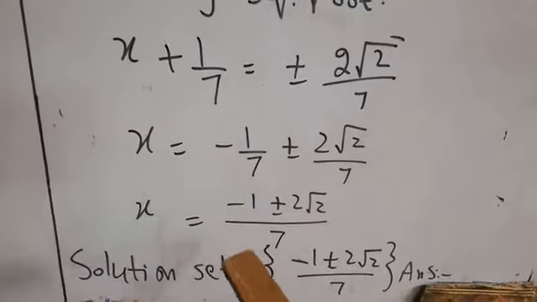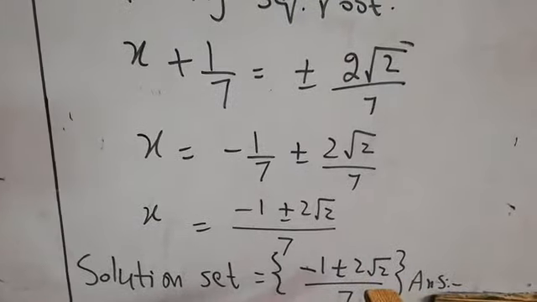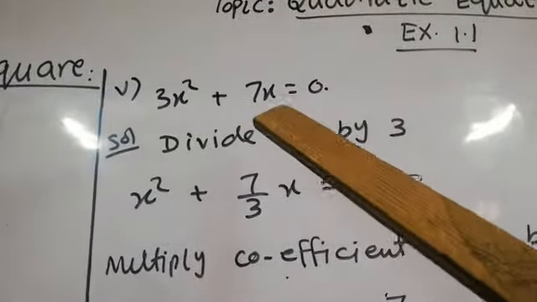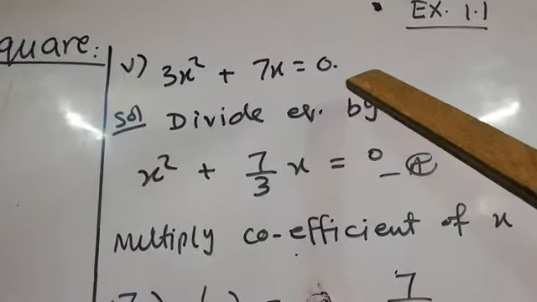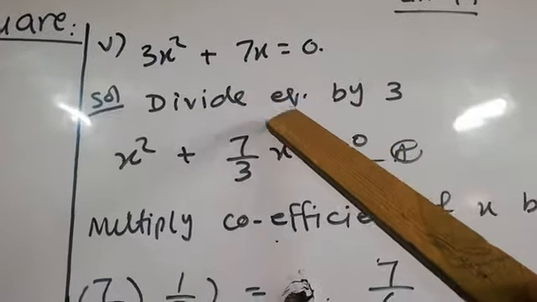So this cannot be solved further, so this is the end, and this is the solution set of that part. Now move to part number 5: 3x square plus 7x is equals to 0. My dear student, you can observe that there is no constant value. So we will move to second step.